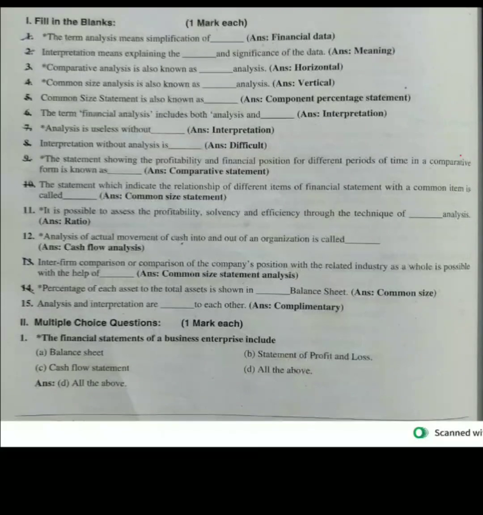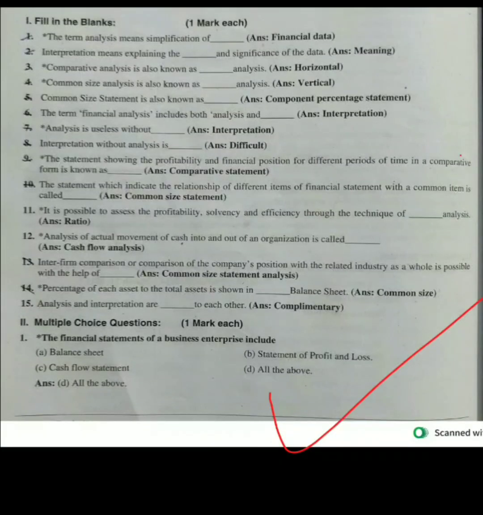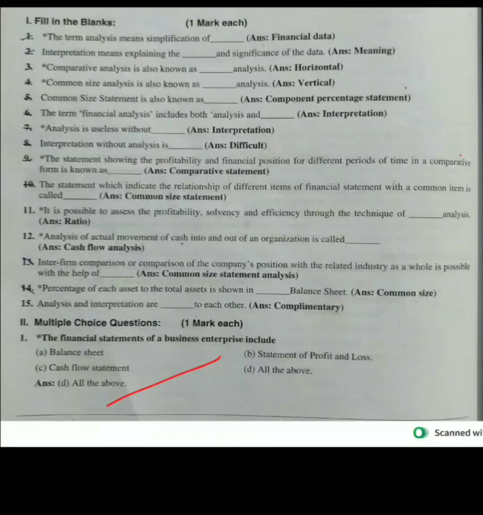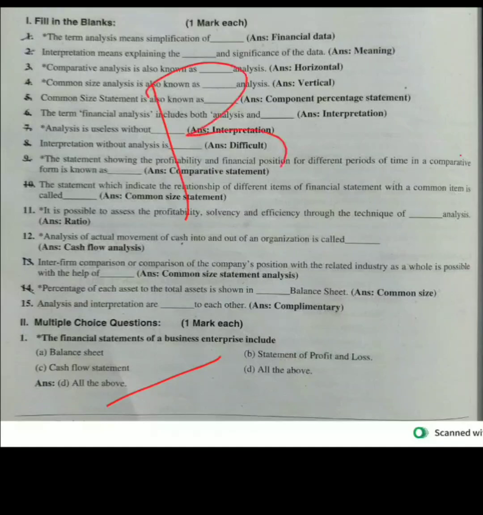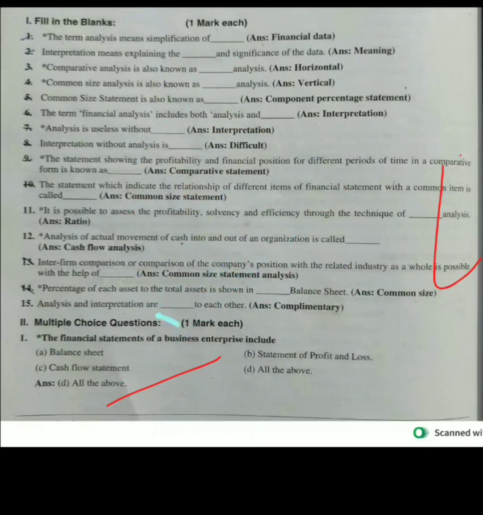The first one: the financial statement of the business enterprise includes: first, balance sheet; second, statement of P&L; third, cash flow statement; fourth, all of the above option. So here option D is correct, all of the above. Financial statement includes the balance sheet, P&L account, and cash flow statement too. So here the correct answer is all of the above.